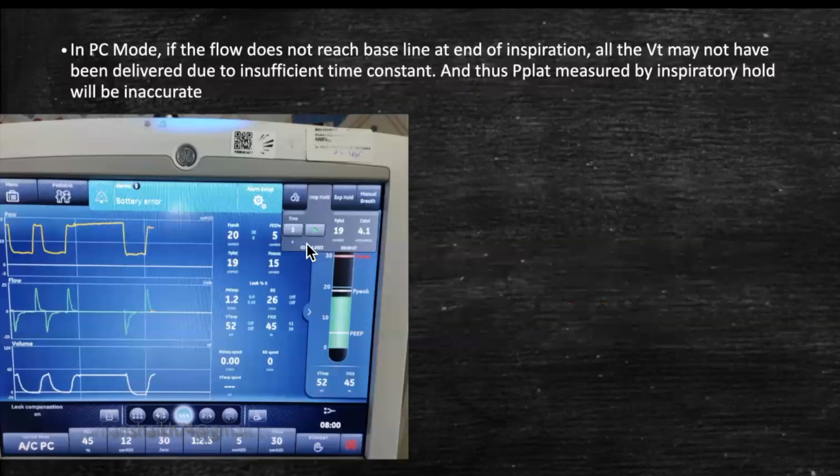So in this particular example, you can see the flow time scalar is touching the baseline, and then the expiration is starting. And when we applied inspiratory hold, this is in pressure control mode, you can see the P peak, that is PIP, is almost equal to P plateau. This is P plateau 19. Here also you can see P plateau. So PIP and P plateau are almost same as long as the decelerating flow is touching the baseline and you're allowing complete tidal volume delivery and making sure you have a good pause time.